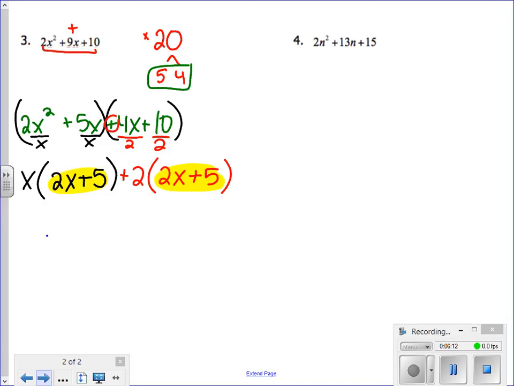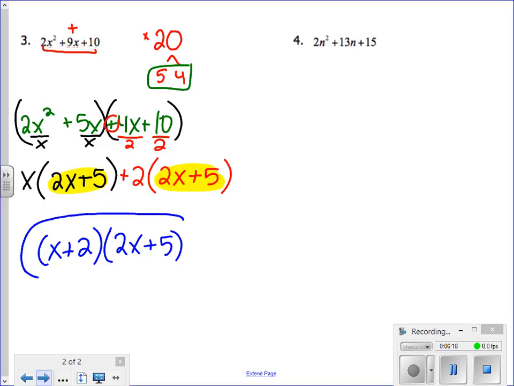That allows me to write my fully factored form now as x plus 2 times 2x plus 5. And there you go. There's your final answer. All right, one more problem here. I always start again by multiplying the 2 and the 15, which gives me 30. I need to find two numbers that multiply to 30 and add to 13.